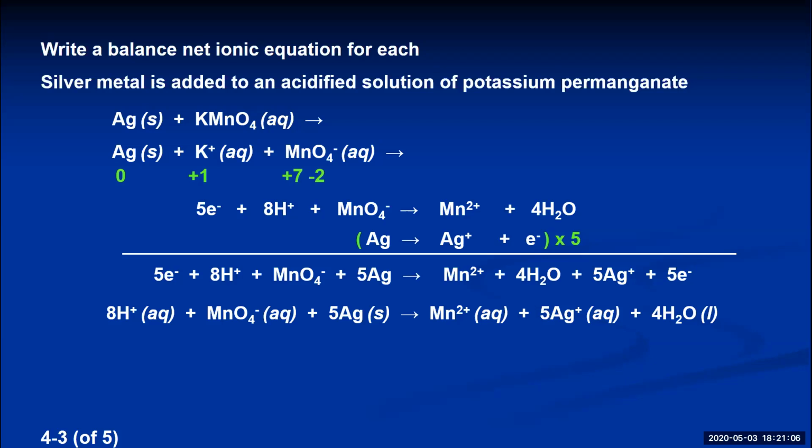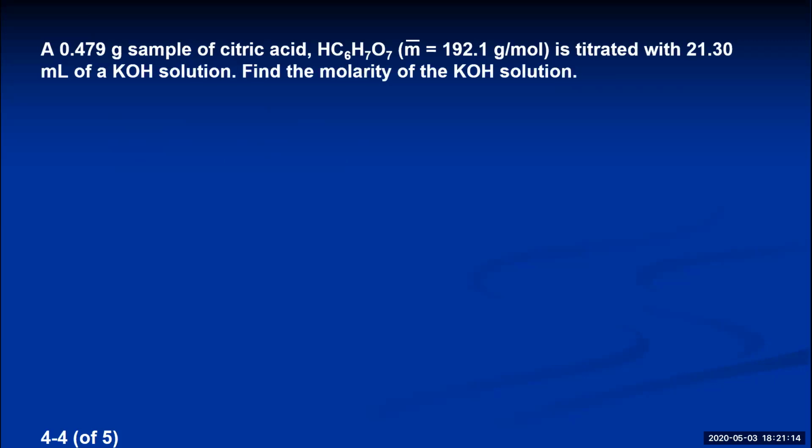The second half of test 4 was on stoichiometry, and so we're going to look at the stoichiometry of chemical reactions. And the first one we're going to do is a 0.479 gram sample of citric acid, HC6H7O7, and in parentheses, its molar mass is 192.1 grams per mole, is titrated with 21.30 milliliters of a KOH solution. Find the molarity of the KOH solution.